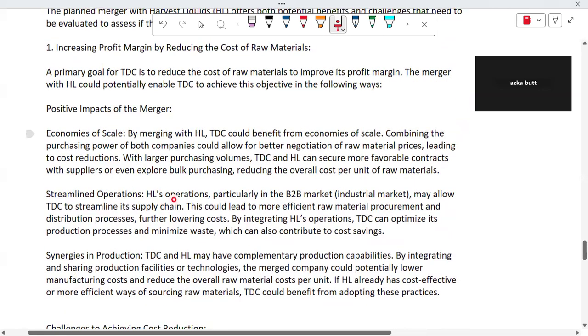The next positive impact is that HL's operations, particularly in the B2B market, may allow TDC to streamline its supply chain. This could lead to more efficient raw material procurement and distribution processes, further lowering costs. By integrating HL's operation, TDC can optimize its production process and minimize waste, which can also contribute to cost savings.